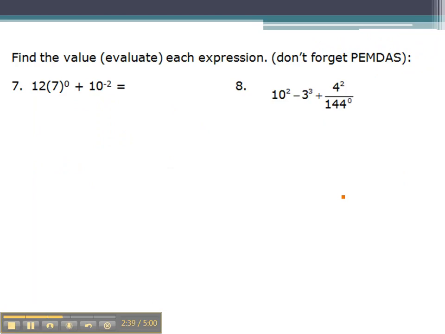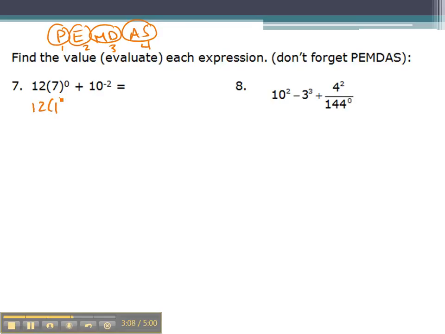Problems 7 and 8 are both PEMDAS problems, so we always write PEMDAS. Circle the steps and number the steps. Parentheses is step 1, exponents is step 2, multiplication and division is step 3, addition and subtraction is step 4. Looking at problem 7, we have parentheses, but there are no operations inside the parentheses. So we move to step 2, which is exponents. 7 to the 0 power is 1.